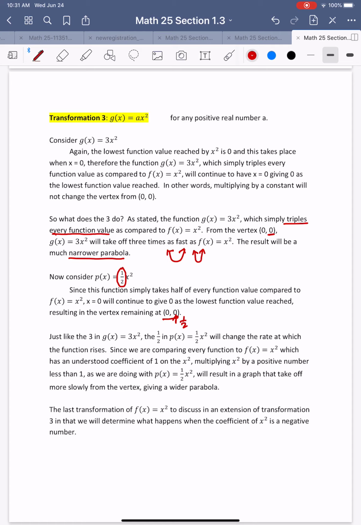But just like with 3x, g of x is 3x squared, the half in p of x will change the rate at which the function rises. Since we're comparing every function to f of x equal to x squared, which has a coefficient of 1 on the x squared, multiplying x squared by a positive number less than 1, as p of x is a half of x squared, results in the graph rising more slowly from the vertex, giving a wider parabola. So it becomes this kind of wider parabola.